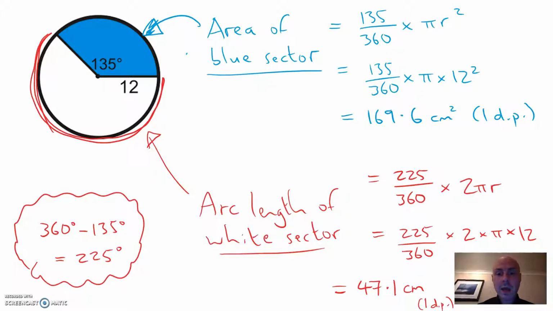Now what was the trick here? The trick with the arc length of the white sector is first of all we've got to work out this angle. It's this angle we need here to tell us our fraction. And that angle I made 225 degrees. To get that, I said, well, 360 minus the 135 gives us the angle we need for our fraction. So be careful. If you know the angle in the opposite sector, you might need to subtract from 360 first. If that doesn't make sense, give me a shout in class.